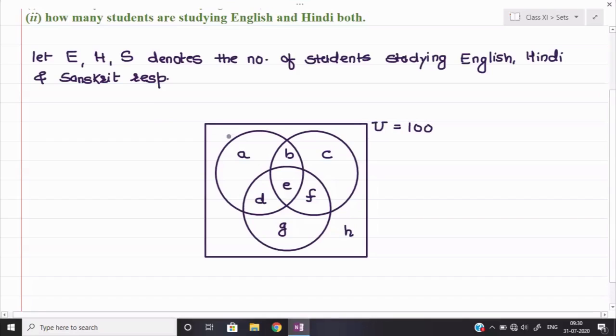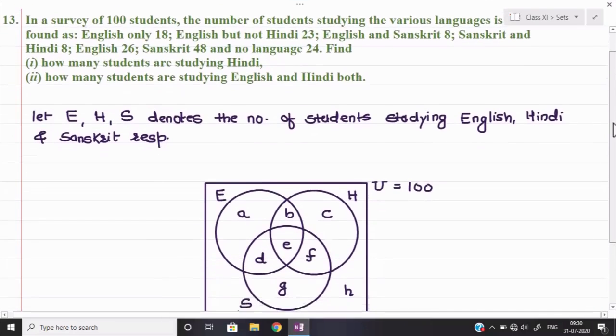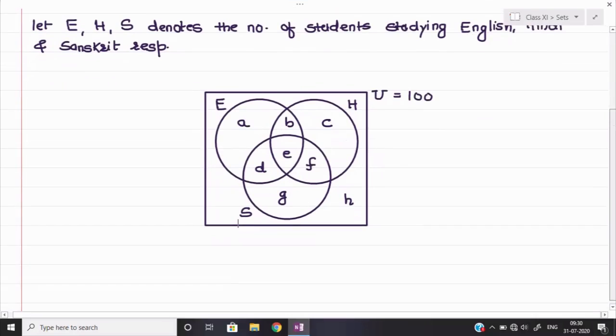First circle I will suppose a set of English, second is for Hindi, and third one is for Sanskrit. Now see what information we have given here. The first information given in the question is English only 18, means only they are studying English.